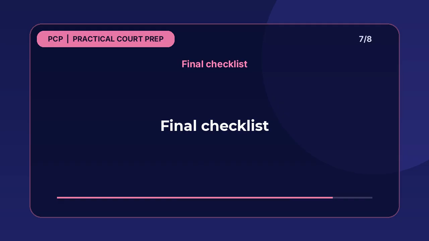Before you finish, you should be able to answer 5 questions. What does the current order say? What changed? When did it change? What supports each important fact? And what exact workable result are you asking the court to consider?